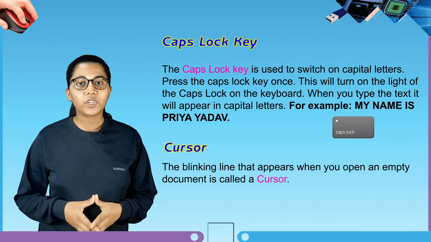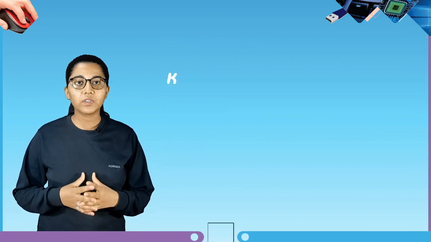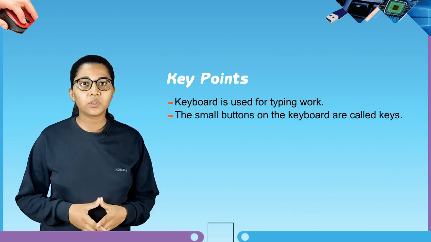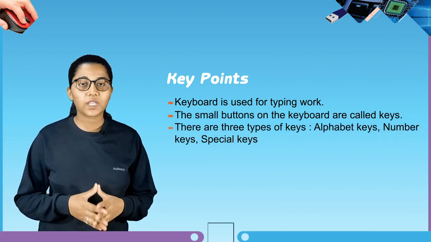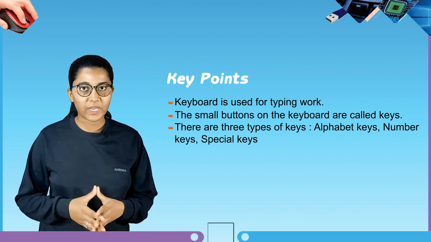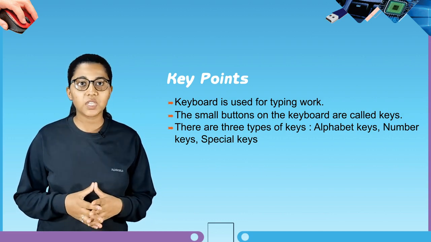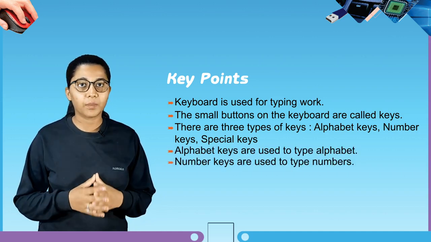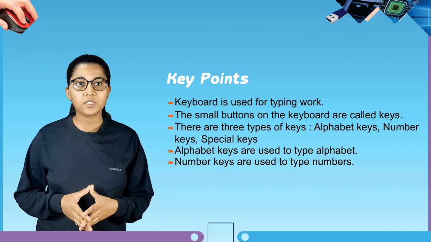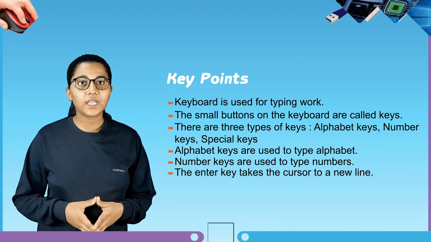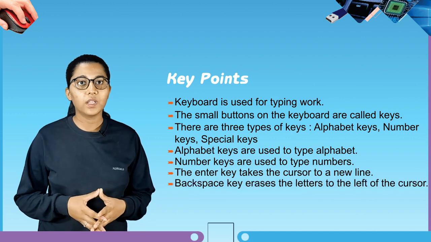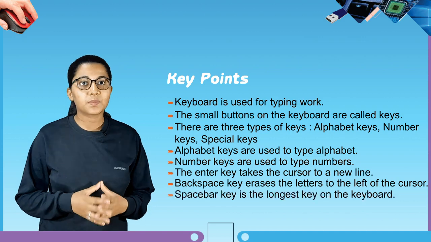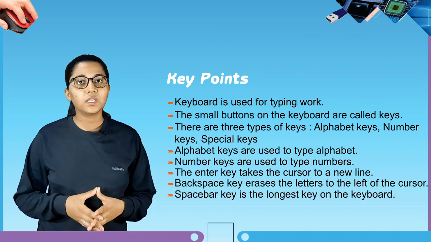What we have learned in this chapter, let's have a look at the key points. Keyboard is used for typing work. The small buttons on the keyboard are called keys. There are three types of keys: alphabet keys, number keys and special keys. Alphabet keys are used to type alphabets. Number keys are used to type numbers, and the enter key takes the cursor to a new line. Backspace key erases the letter to the left of the cursor. Spacebar key is the longest key on the keyboard.